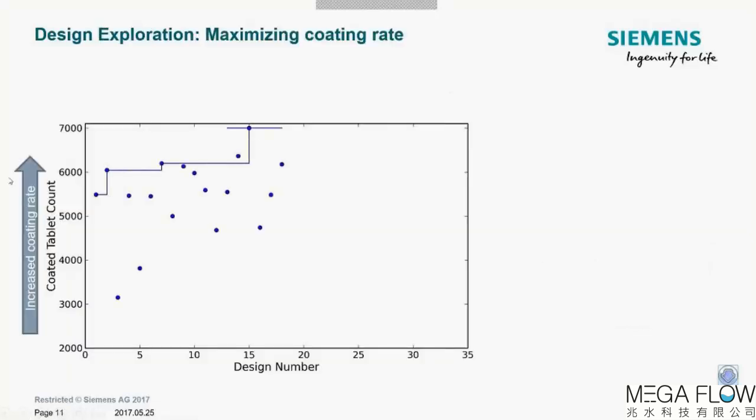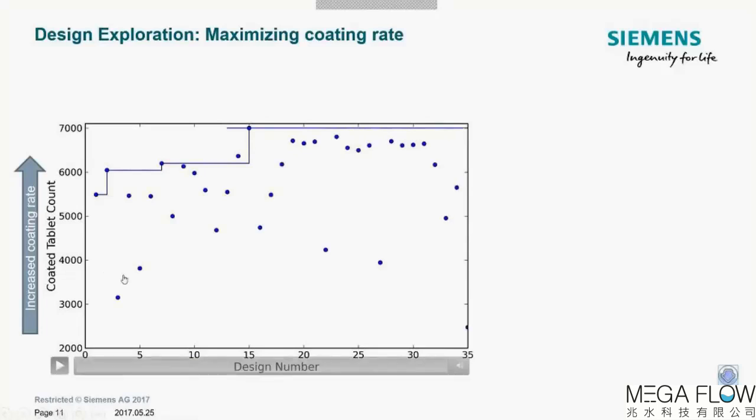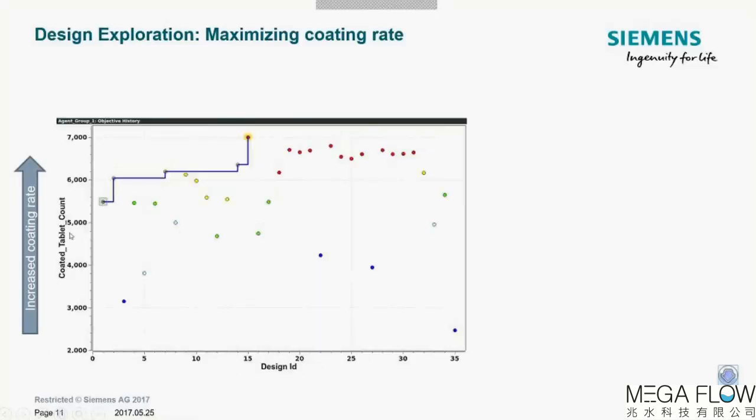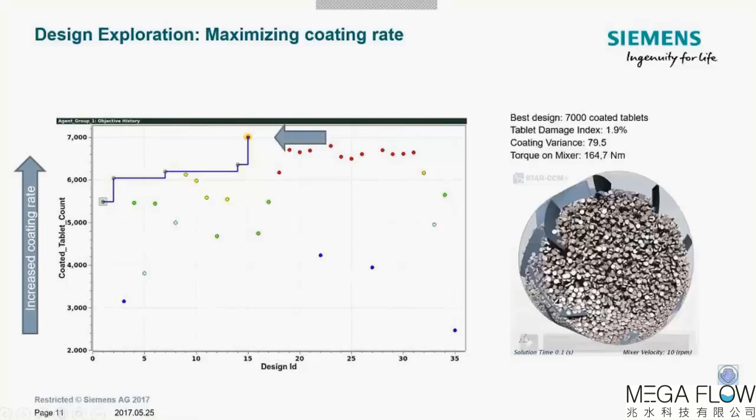And here are the results of the optimization code going through all these different designs. There are 35 of them, and for each of them, it calculates the coated tablet count. So starting from the baseline design, it finds the design which has a maximum value of the coating rate. It's 7,000 coated tablets, and the tablet damage index is still quite high.